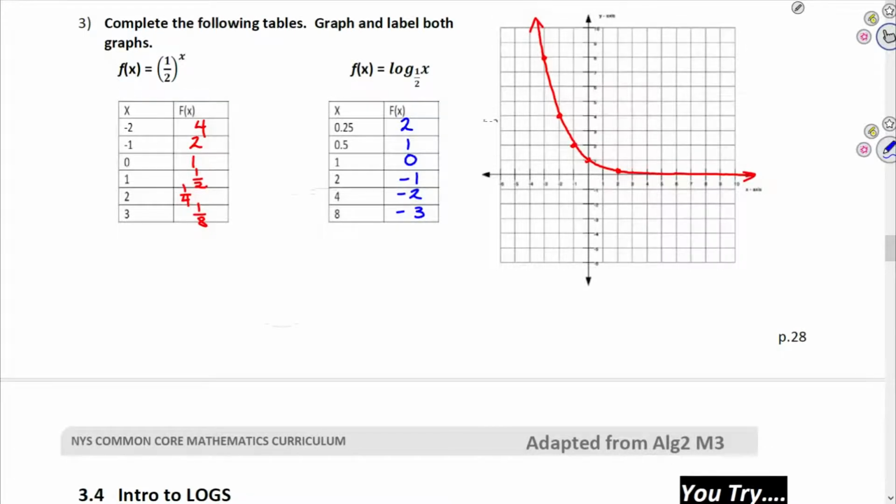So at x is 0.25, I have positive 2. At 1/2, I have 1. At 1, I have 0. At 2, I have negative 1. At 4, I have negative 2. And at 8, I have negative 3. So it actually looks like this.